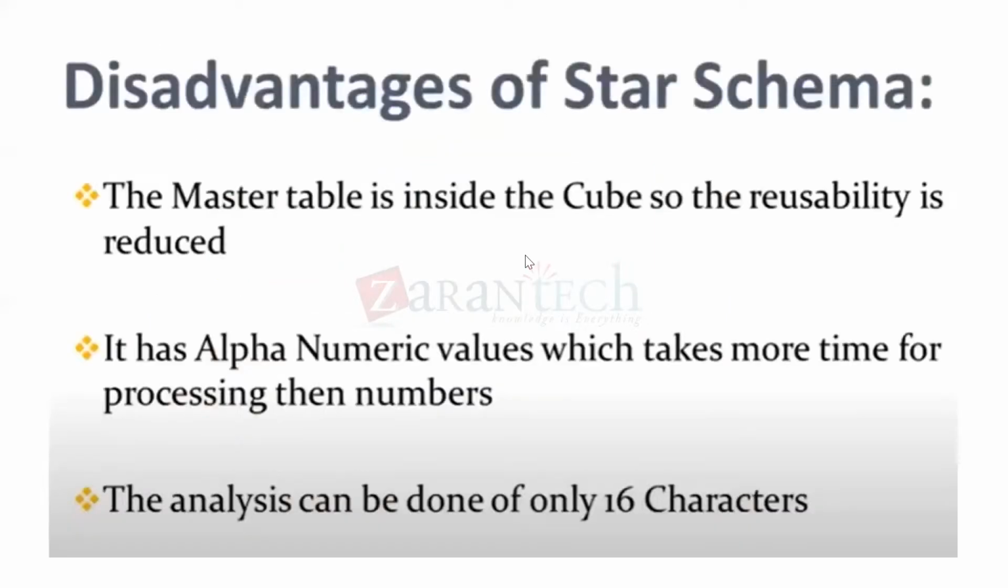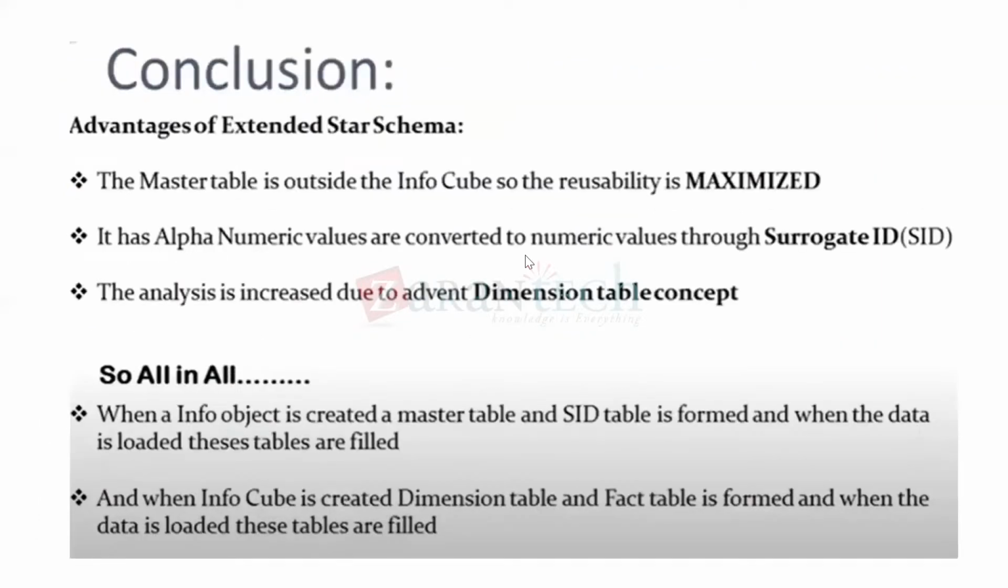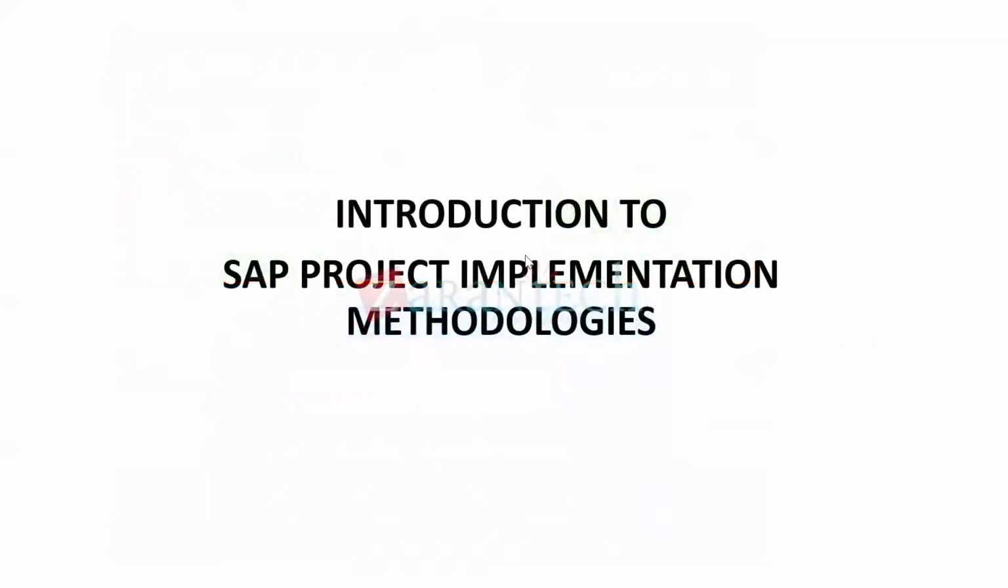Okay. So the disadvantages of the star schema were that the master data is inside the cube, so the reusability is reduced. Okay. I don't want to get into this star schema and extended star schema too much, the reason being that the architecture is changed a little bit, but obviously when we come across the practical session, I will show you how it looks like, and what it actually means.